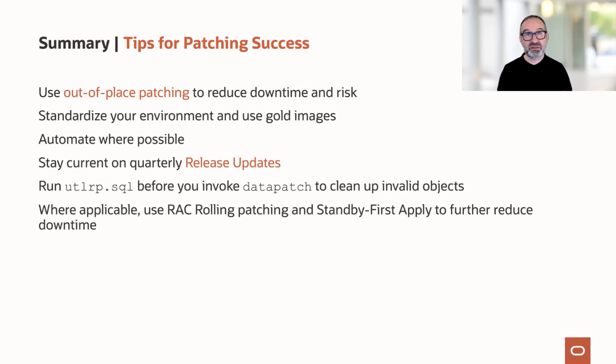Standardize your environments, use gold images where possible. As you saw, you can install and patch in one pass. That's super cool. Make your gold image out of that and then deploy it. Automate where possible, of course. Only way to survive these days, automation. Stay current on release updates. As we explained before, don't go live on something which is 6 months old. Run utlrp before you invoke datapatch. That's really very helpful advice. And where applicable, use RAC rolling patching or standby-first to further reduce the downtime.